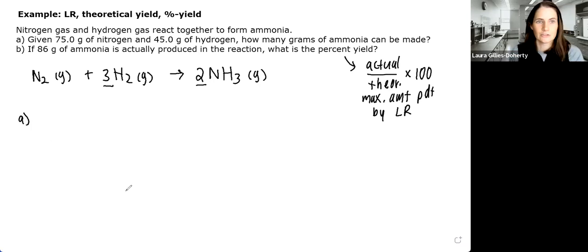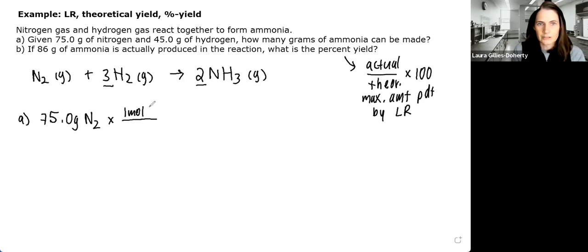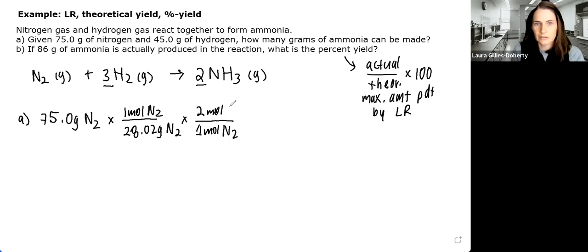So that's what it's asking us to do in part A. It gives us the amounts of each reactant, 75 grams of nitrogen, 45 grams of hydrogen, and wants us to figure out how many grams of ammonia can be made. So to figure this out, we've got to take each of those reactants, 75 grams of nitrogen, and figure out how much product that's going to make. 1 mole of nitrogen weighs 28.02 grams. And then we use our chemical equation. For every 1 mole of nitrogen that reacts, we make 2 moles of ammonia.